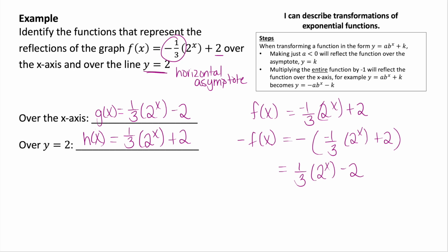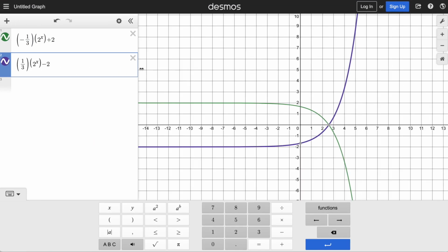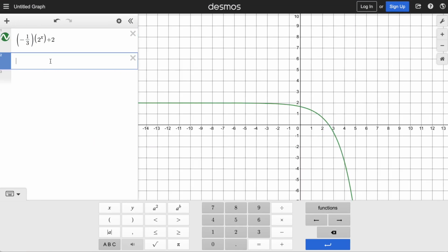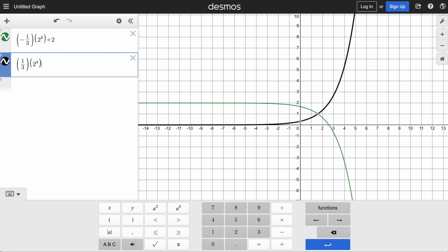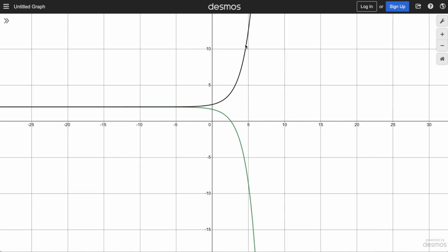Okay, so let's see if that does in fact reflect over y equals 2. So I'm going to clear this out, and then now I'm going to enter this function, 1/3 times 2 to the x, and then I have plus 2, and you can see it is reflected over y equals 2. Okay, so you see how the black function and green function are reflections, but it's reflected over y equals 2.